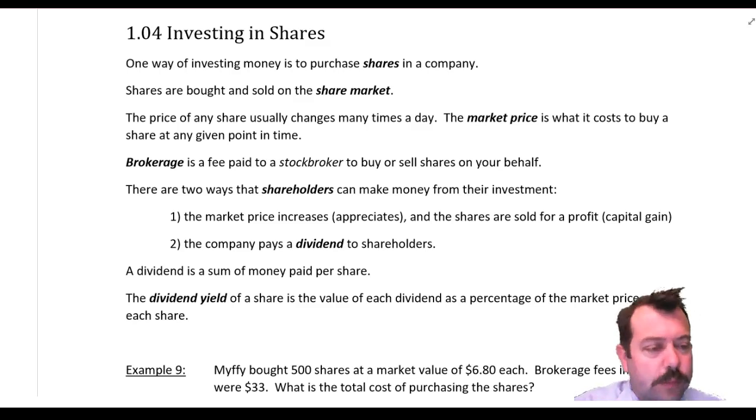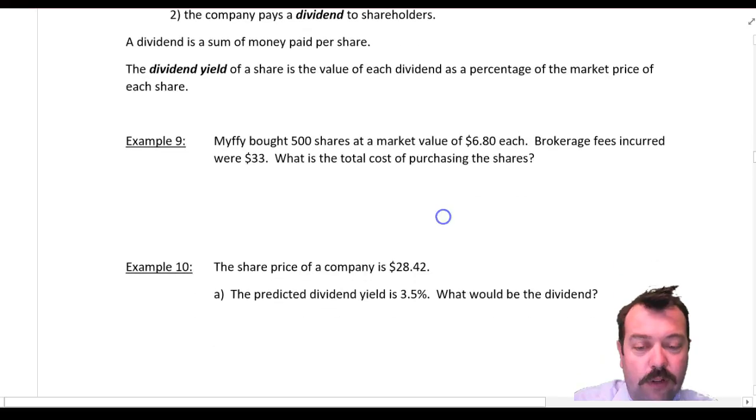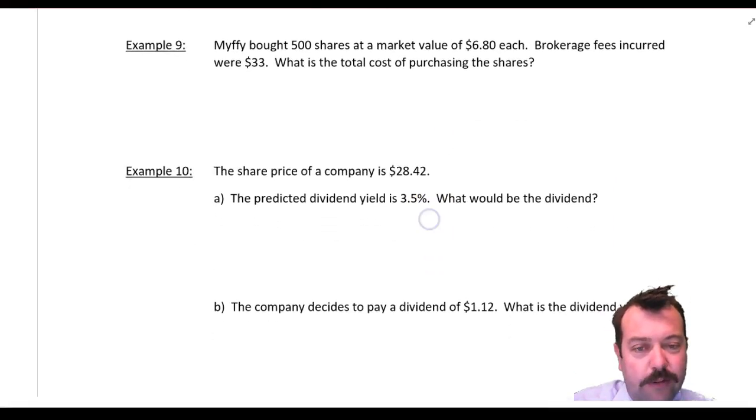So, to analyze how valuable that dividend is, we'll talk about a dividend yield, which is the dividend expressed as a percentage of the market price. So that's simply the dividend divided by the market price and expressed as a percentage by multiplying by 100. Rightio, that's all the language there. Let's have a look at some examples and how we calculate these things.